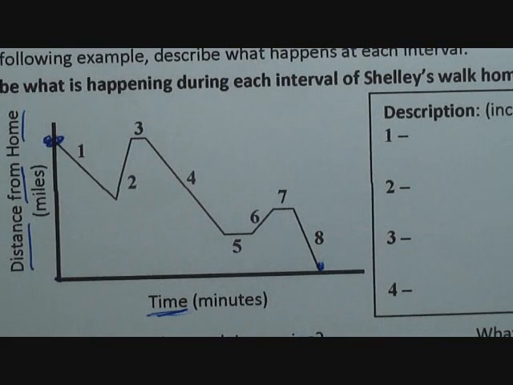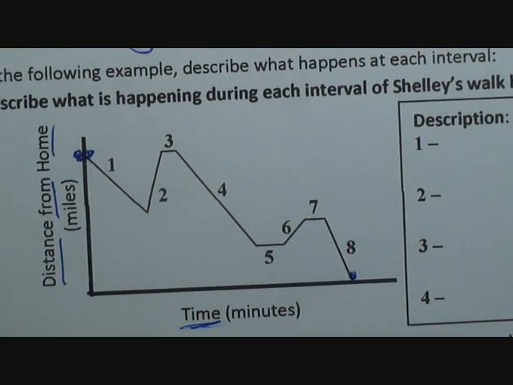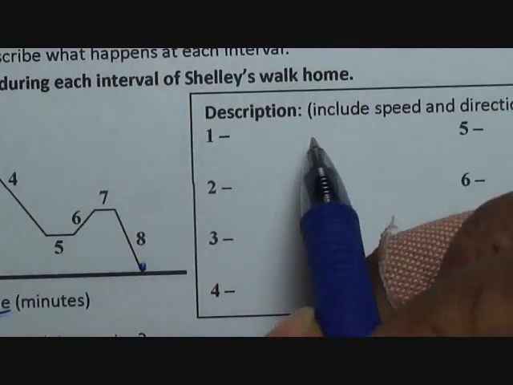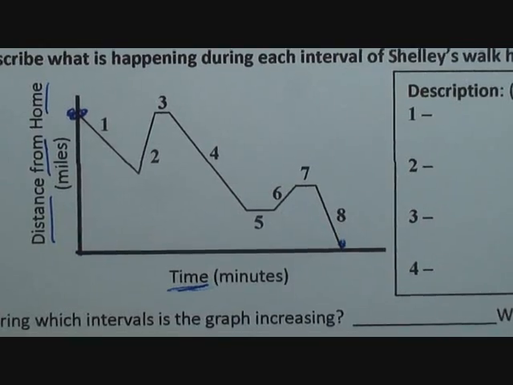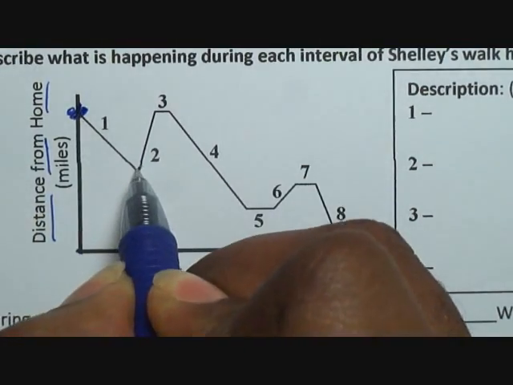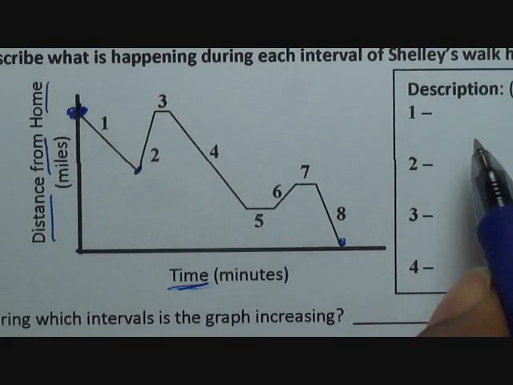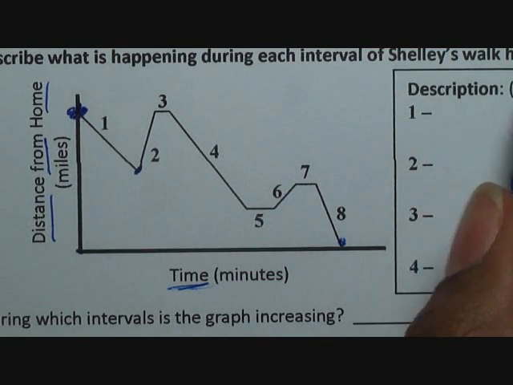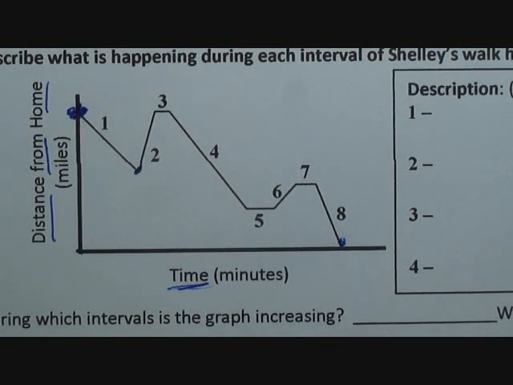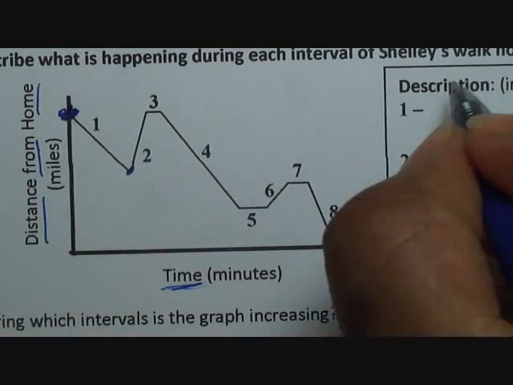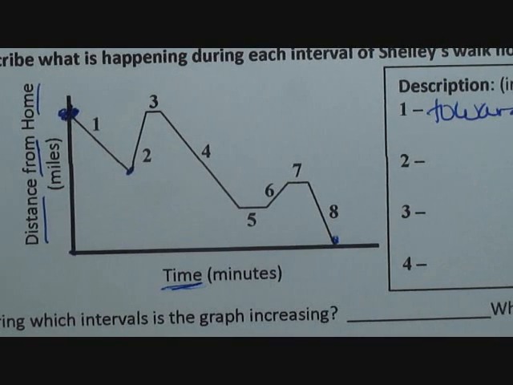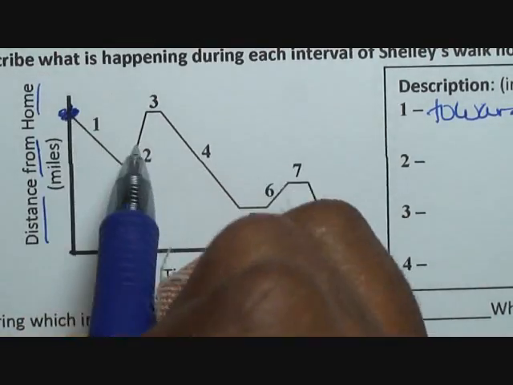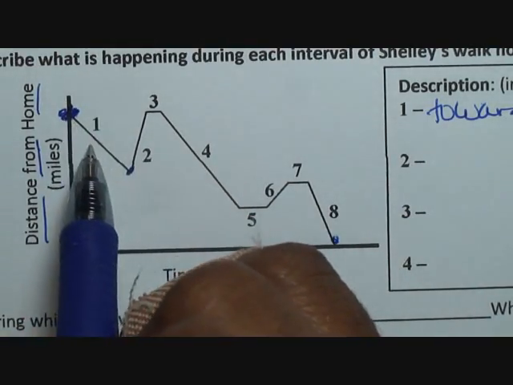So we're going to go ahead and interpret this situational graph. It's asking me here in the box to describe and include speed and direction. At the interval 1, which is here to here, they want me to describe that, including speed and direction. So I'm going to say she is going towards home. And I don't know how fast she's going because I don't have anything to compare it to yet.